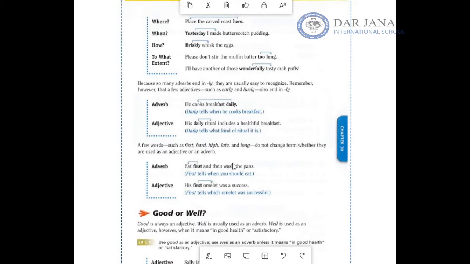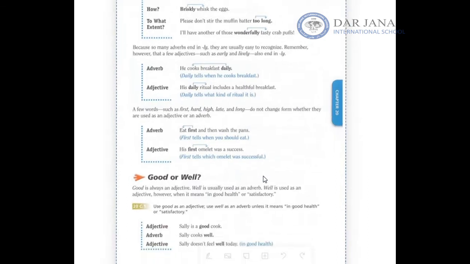Like this example, eat first and then wash the pans. First here is used as an adverb, and it tells us when we should eat. So first here is used as an adverb, it modifies the verb eat. First in the next example is used as an adjective. His first omelette was a success. First here is an adjective, and it modifies the noun omelette. It tells us which omelette was successful. So it's clear that it's an adjective, and it modifies this noun.